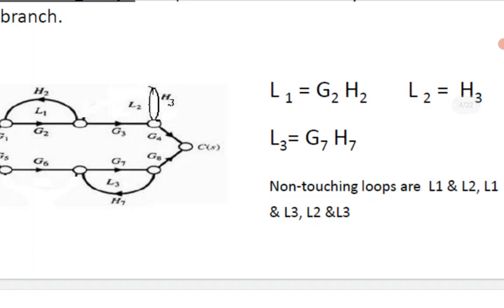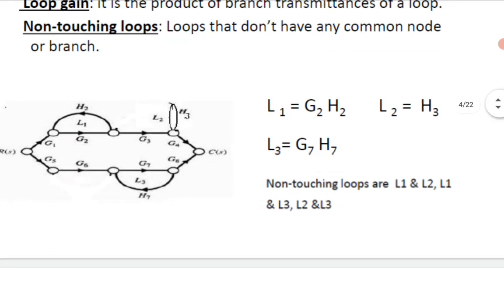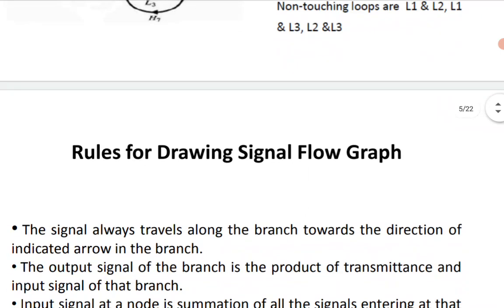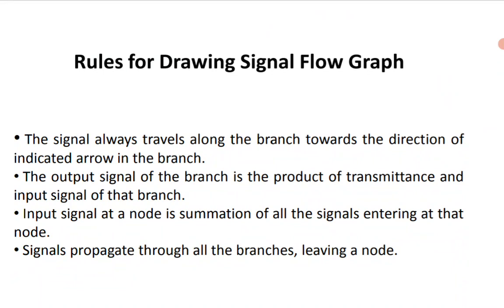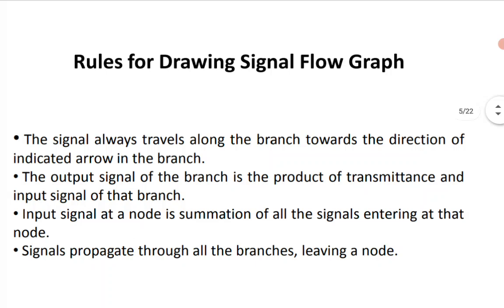Now we will see whether any non-touching loops are available or not. If I take L1 and L2, that is G2 H2 and H3, obviously those are non-touching, because between these two loops there are no common nodes. Even G2 H2 and G7 H7 are non-touching loops, no common nodes. Even H3 and G7 H7 are non-touching loops. So the possible non-touching loops are L1 and L2, L1 and L3, and L2 and L3. In such a way you can proceed further to evaluate the respective gain from the given SFG with the help of Mason's gain formula.